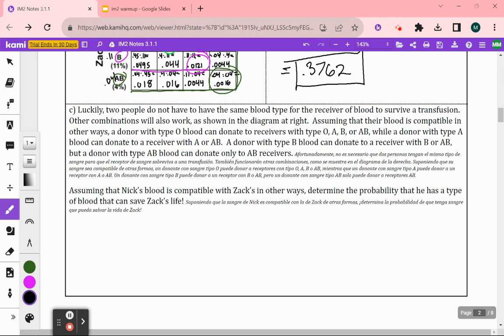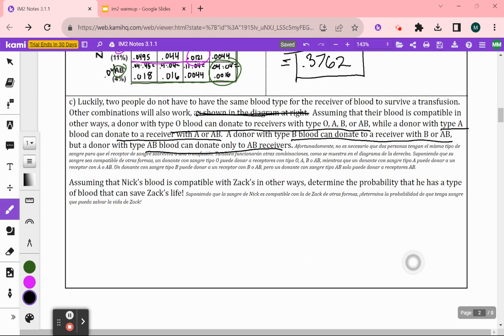Okay, so luckily, two people do not have to have the same blood type for the receiver of blood to survive a transfusion. Other combinations will also work, as shown in the diagram. We don't have a diagram, so I'll take that out of the notes. Assuming that their blood is compatible in other ways, a donor with type O can donate to receivers with O, A, B, or AB, while a donor with type A can donate to receivers with A or AB. Well, a donor with B can donate to B or AB, and AB can only donate to AB.